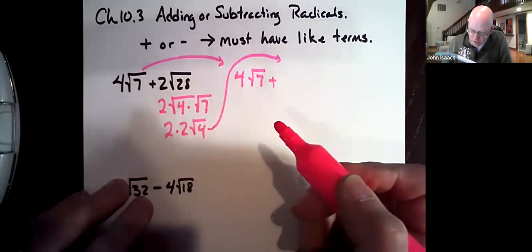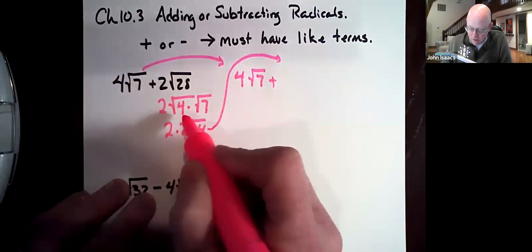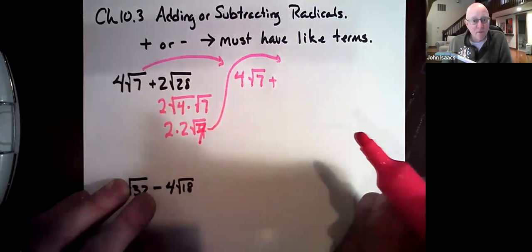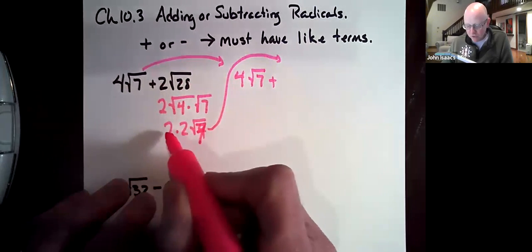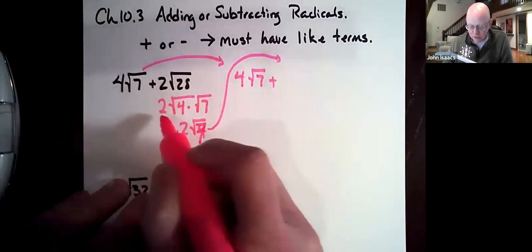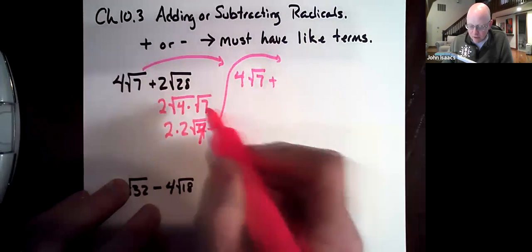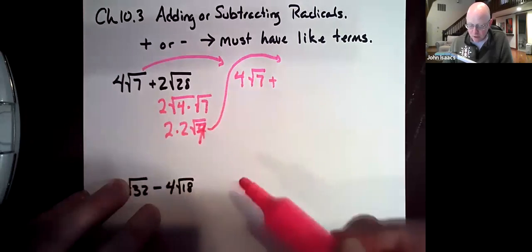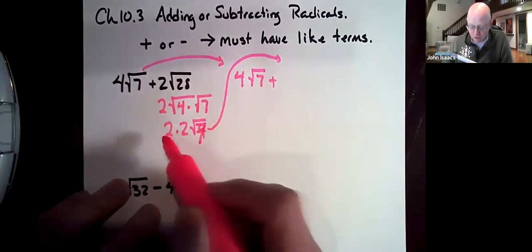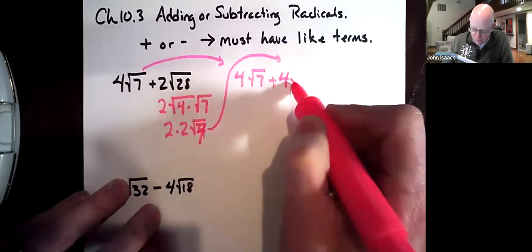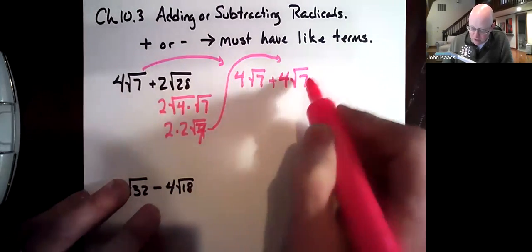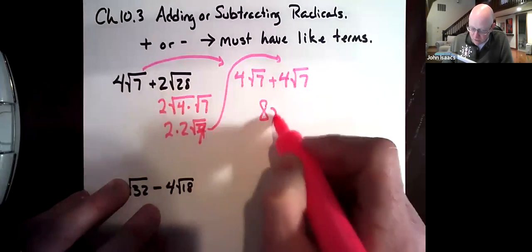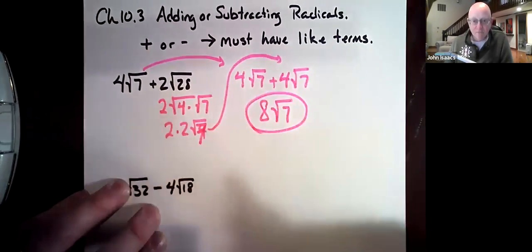Oh, I wrote this wrong. Made a mistake here. This 4 becomes 2. This root 7 becomes root 7. Sorry about that. So 2 root 28 is 2 times root 4 times root 7. The 7 we can't do anything with, but the 4 is a perfect square, so that's a 2. So now we have 2 times 2 root 7. 2 times 2 root 7 is 4 root 7. And that's going to equal, we have 4 of these and another 4 of these. That's going to be 8 root 7. Okay?